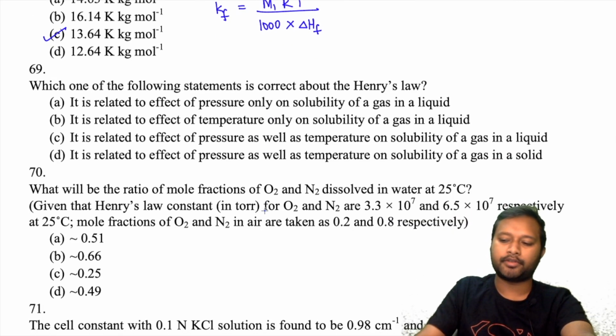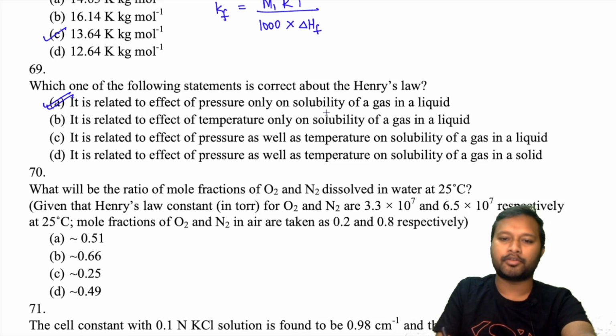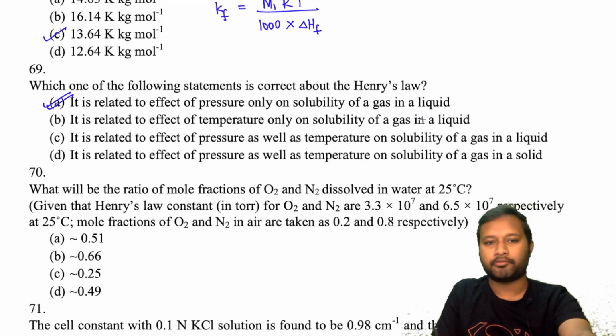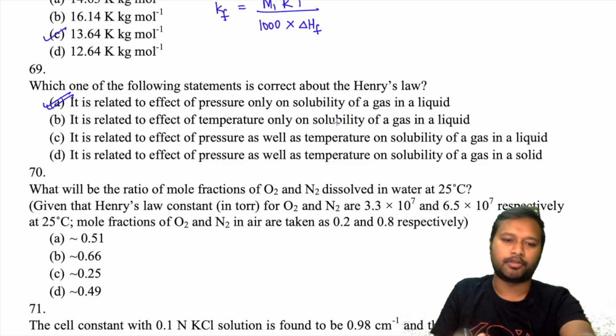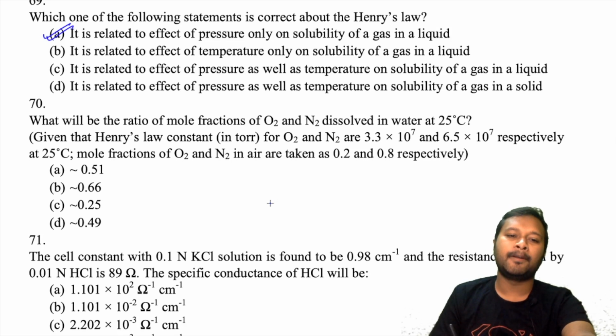The next one says which one of the following statements is correct about Henry's law? Simple and straightforward. It is related to the effect of pressure only on the solubility of the gas in the liquid. Simple statement based question. Okay, the next question is again a good one. It says what will be the ratio of mole fraction of O2 and N2 dissolved in water at 25 degrees Celsius. Henry's constant is given to you for O2 and N2 and you have to find out the ratio of mole fractions. All right, so how will it be done?